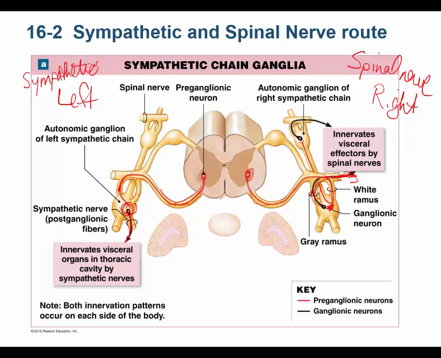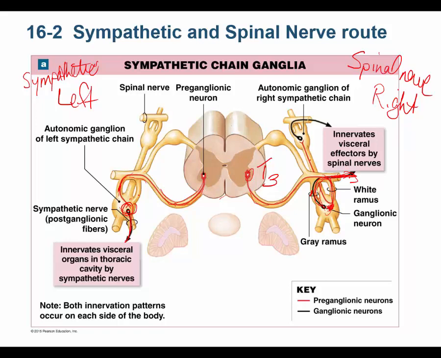By the way, look at something. You don't have to leave through the same segment that you entered. Let's say this is T3. This preganglionic neuron leaves at level T3, goes through the white ramus communicantes and synapses in the sympathetic chain ganglia at T3. Then right here, the postganglionic neuron leaves the spinal nerve at T3. But you don't have to do that at the same level.